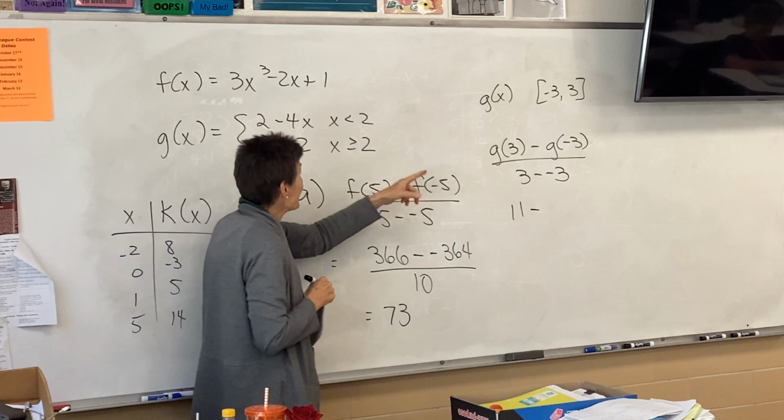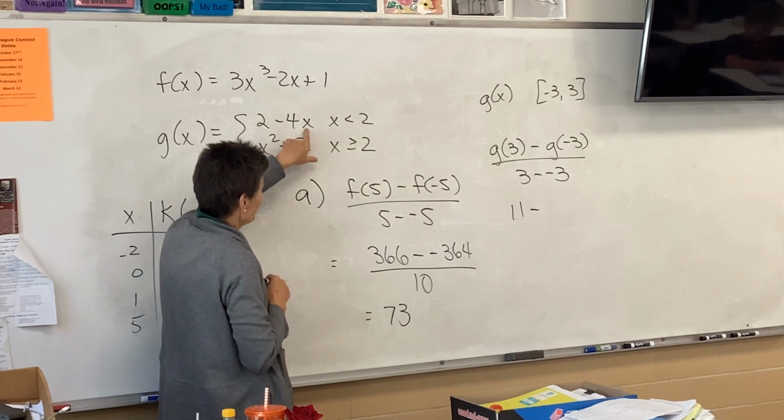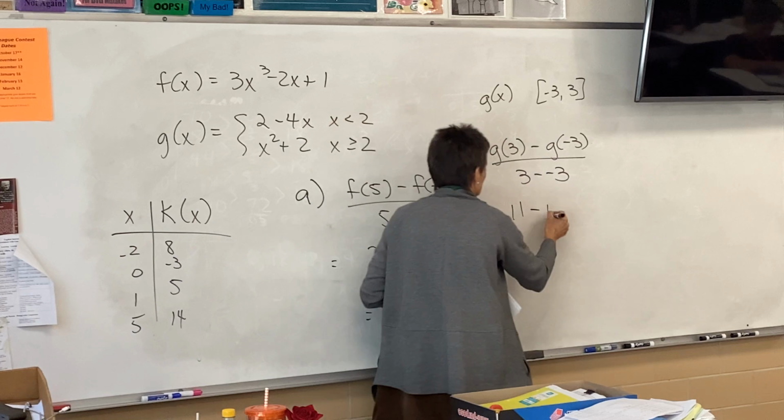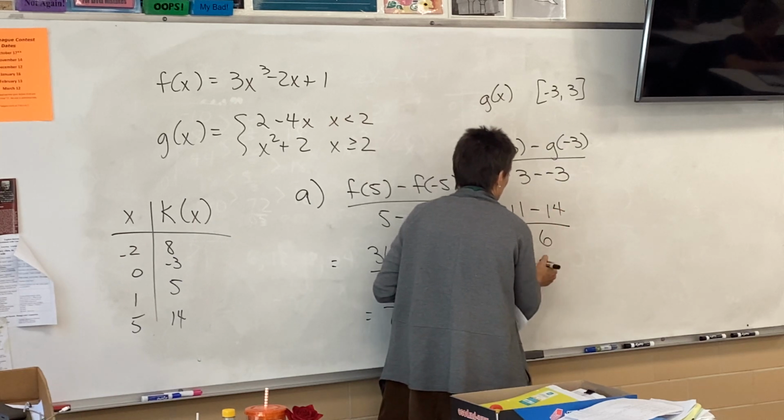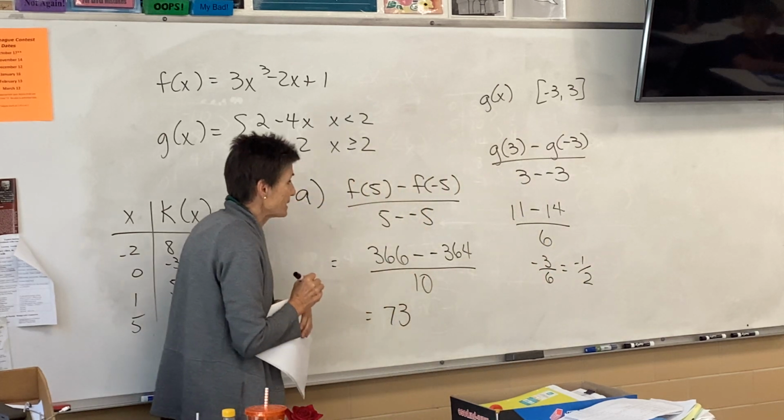Now where does -3 fit in all this? Top row. So I'm going to plug in -3, and what is that? 14. Oh, how's my arithmetic? I got -1/2.